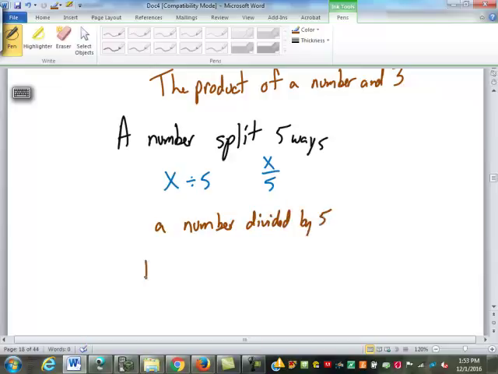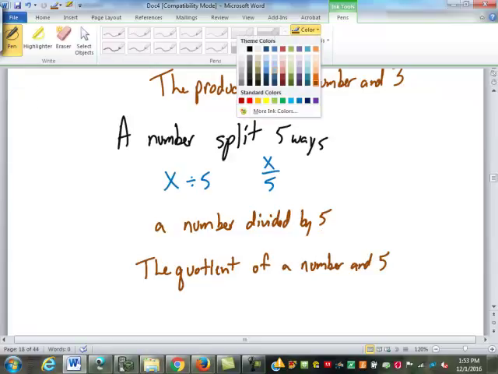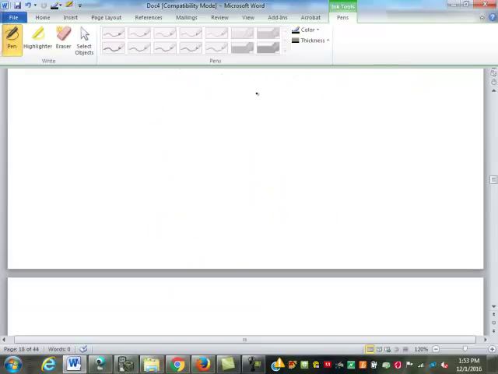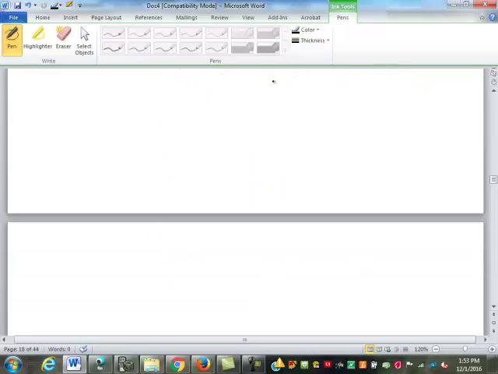How about quotient of a number and 5? And again, there are several phrases we can come up for that. When it's just a single operation like that, it's not so bad. But it gets more complex when we run into things like this.